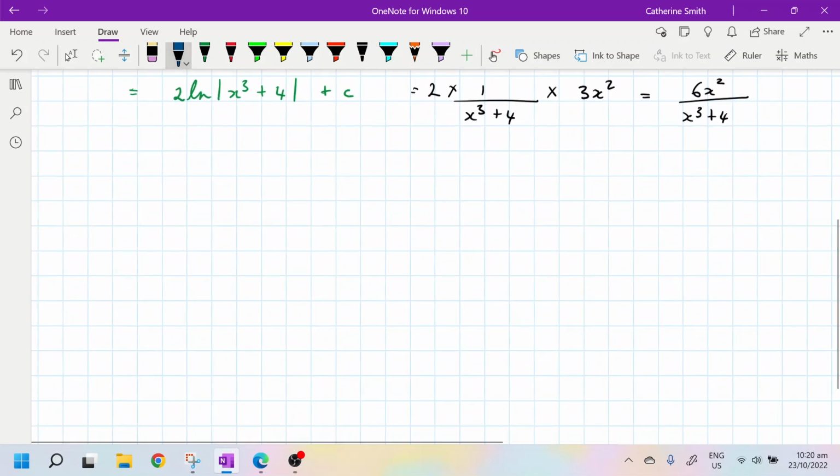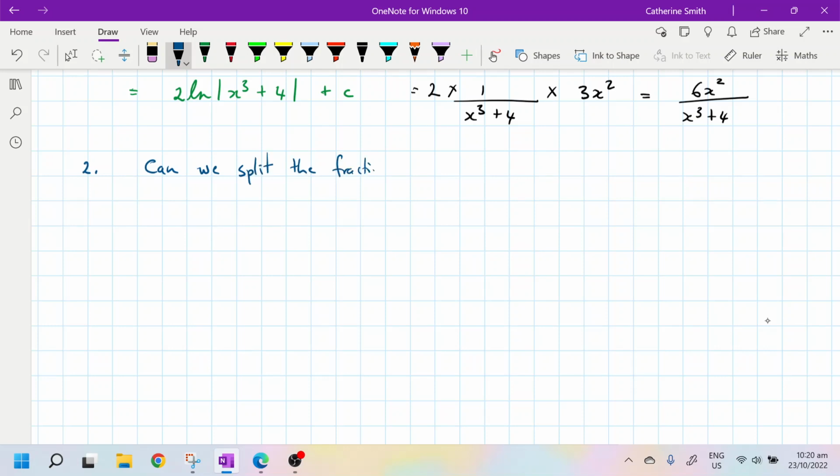Let's have a look at the second question you should ask yourself. The second question you should ask yourself is, can we split the fraction? So we want to say, can we split the fraction, the algebraic fraction, into integratable parts? Right, let's have a look at an example of what one of these might be.